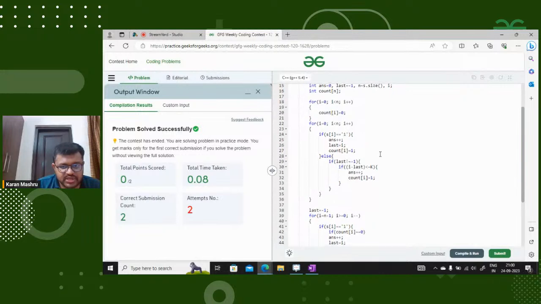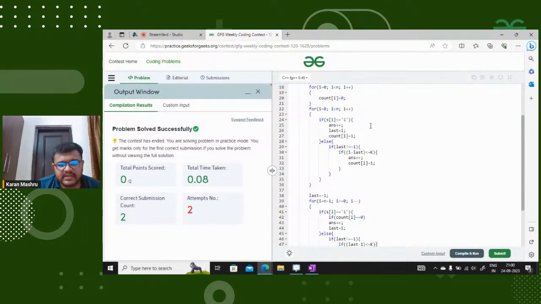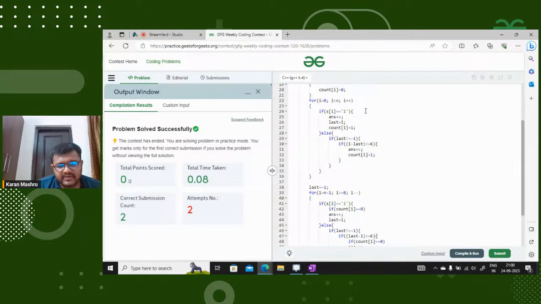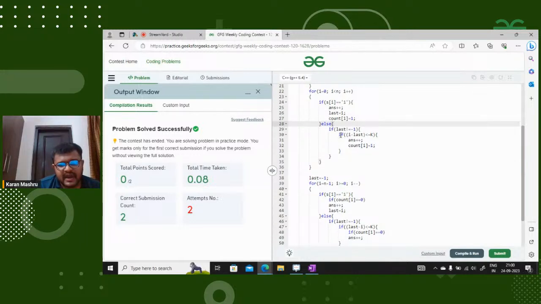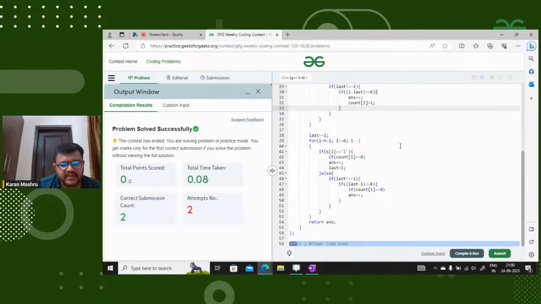Someone is asking to share the code. So I have made first count of I equals to 0. Then I have moved from left to right, and whenever a person is infected, s of I is 1, increment the answer counter, change the last variable, and make the count of I as 1. Otherwise, check if I minus last is less than equal to k, then increment the answer and make count array as 1. Then make a loop from right to left and see the similar things.